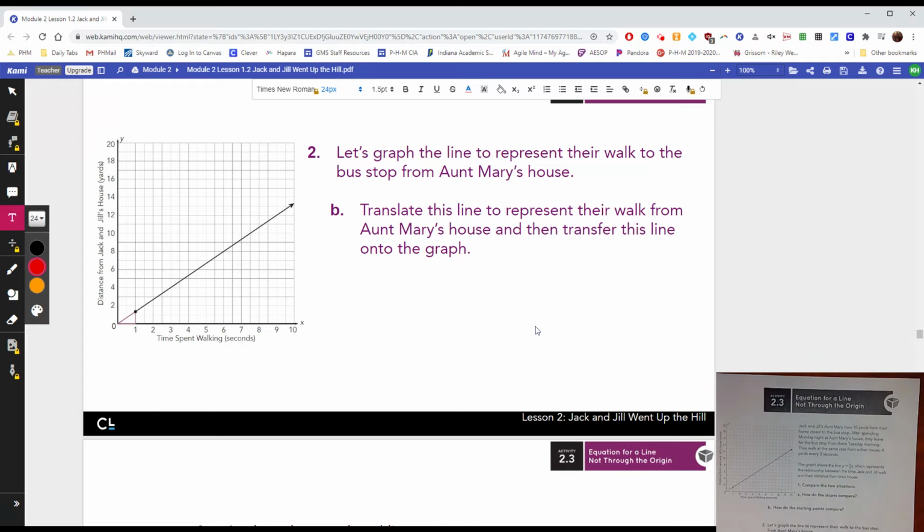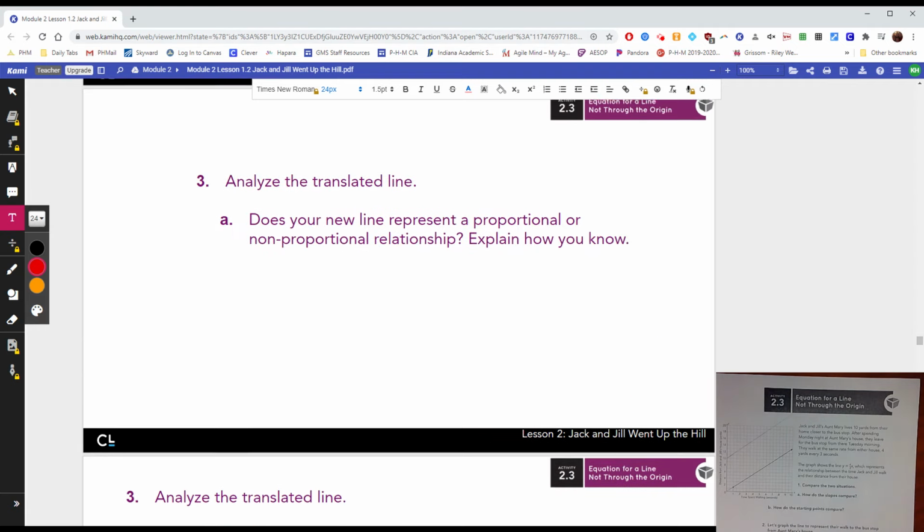Now it said to translate this so it lines up for the walk from Aunt Mary's house, which we said is going to be at 10. So we're just translating this up to 10. Right there, we're going to line up our unit rate here. And then I'm going to go over this line to hopefully transfer it over to my coordinate plane. Please be doing this with me as you're watching. And there we go, there's the line that represents their walk from Aunt Mary's house.